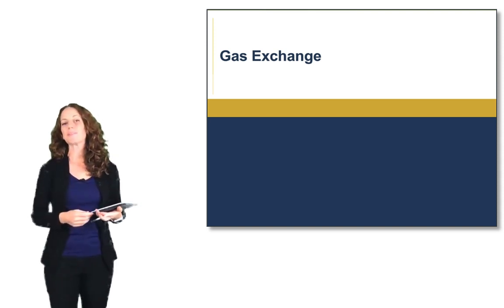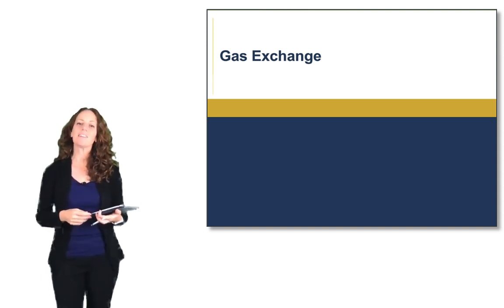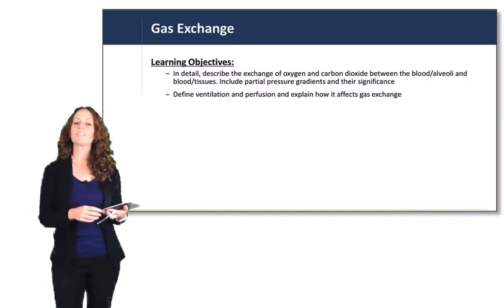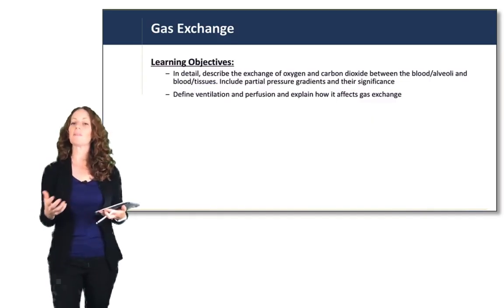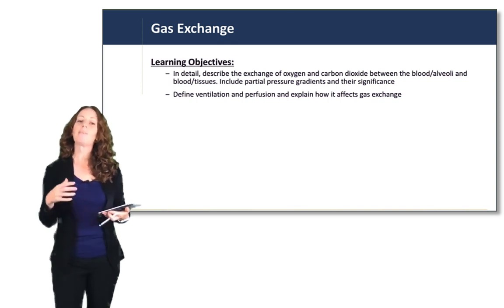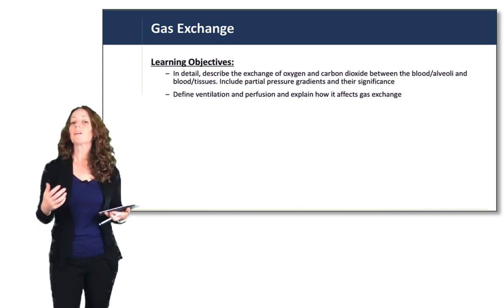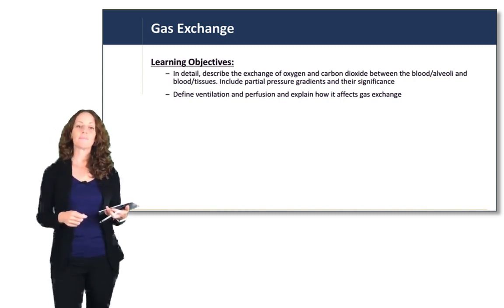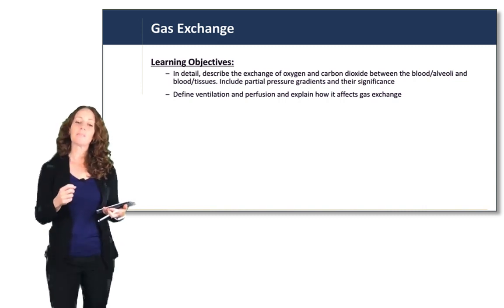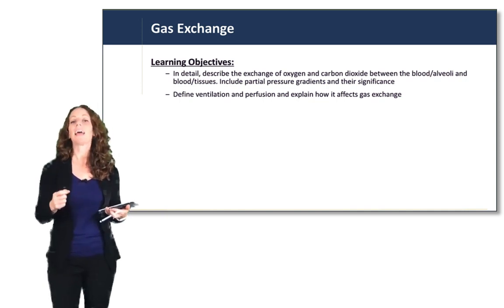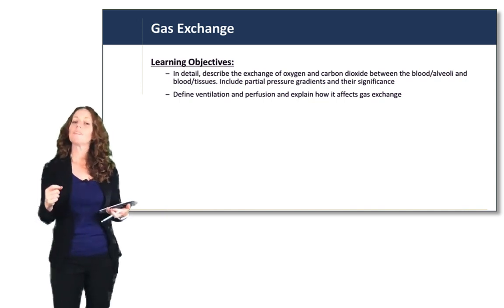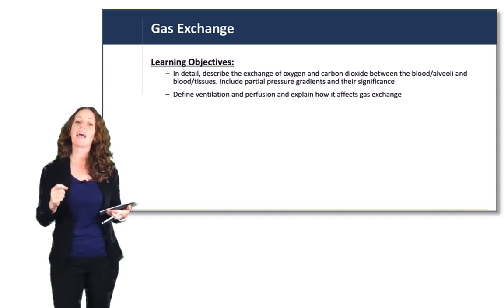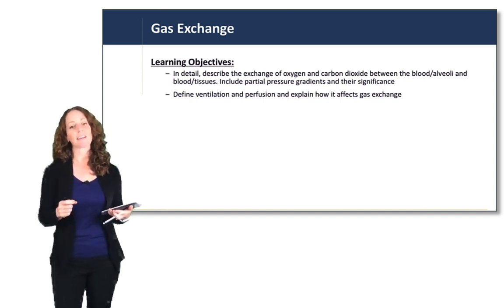In this lecture, we will talk about gas exchange in the respiratory system. We will describe the exchange of oxygen and carbon dioxide between the blood and the alveoli and the blood and the tissues. We will include partial pressure gradients and their significance. At the very end, we will have discussed both ventilation and gas exchange. We will put this together to talk about ventilation and perfusion ratios and explain how this affects gas exchange.